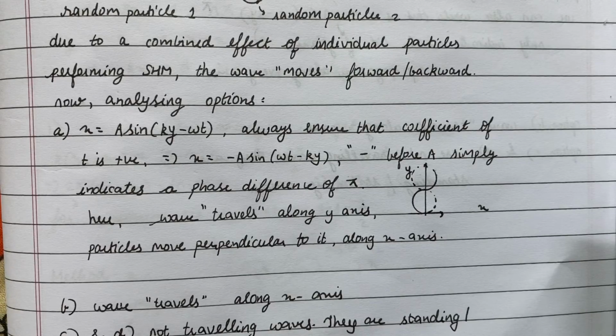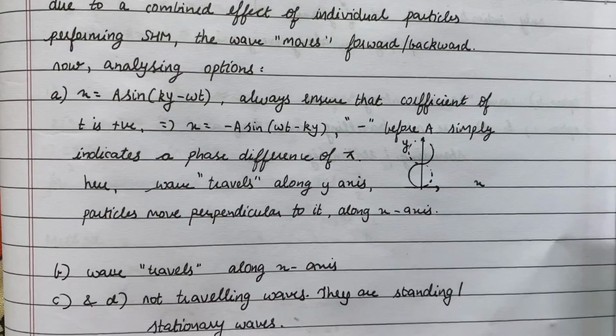Now, similarly, using the previous logic for option B, we get that the wave travels along the x-axis and hence it's incorrect. Whereas options C and D are not traveling waves in the first place. They are standing or stationary waves, and hence only option A is correct.